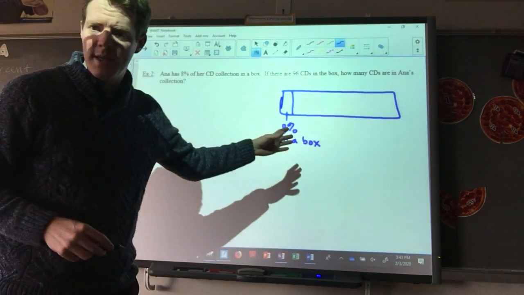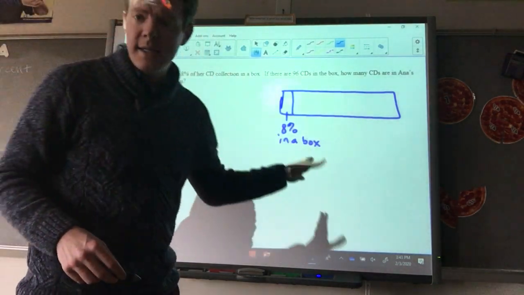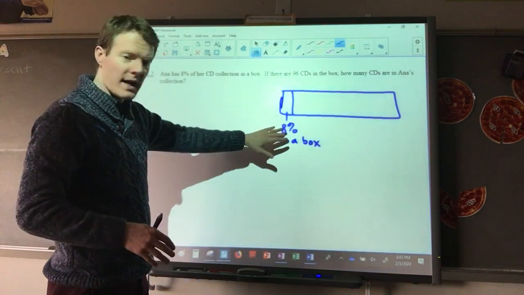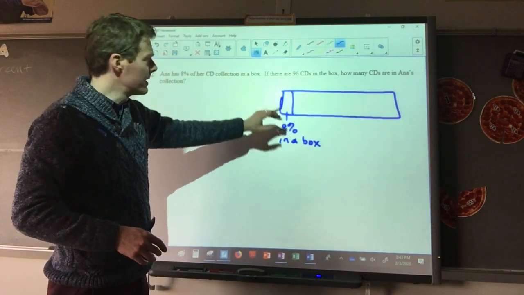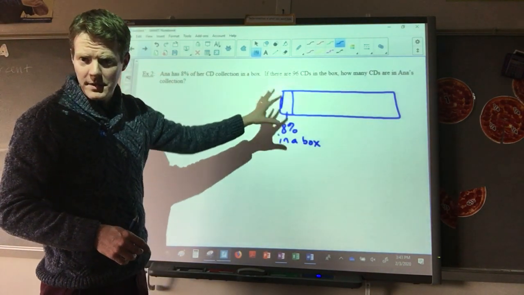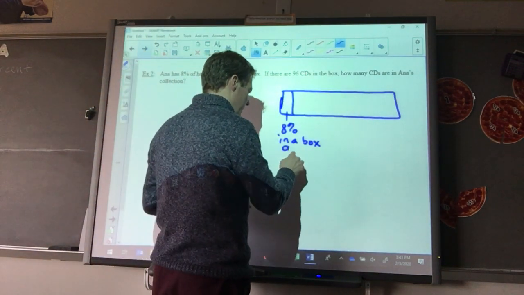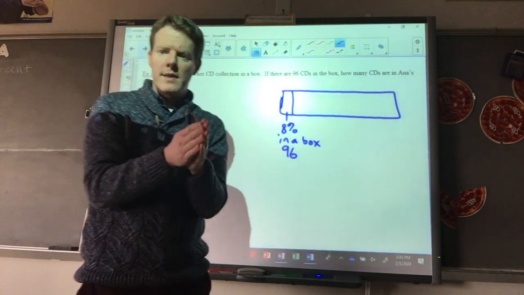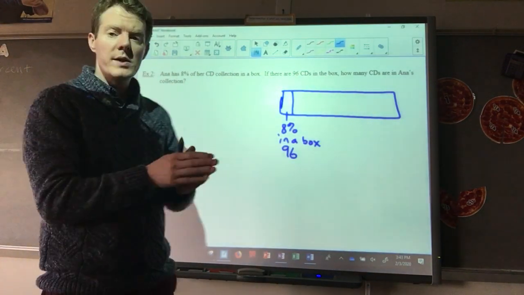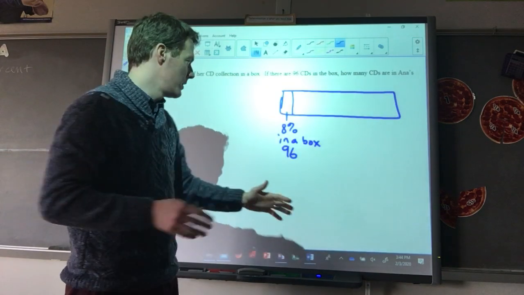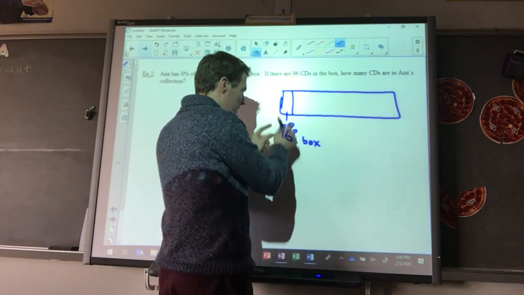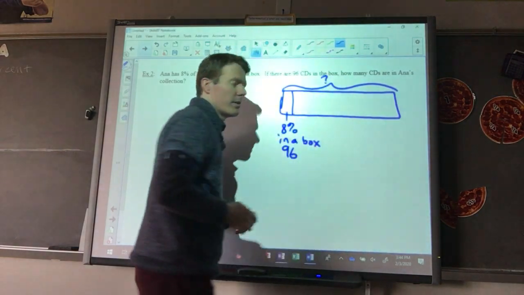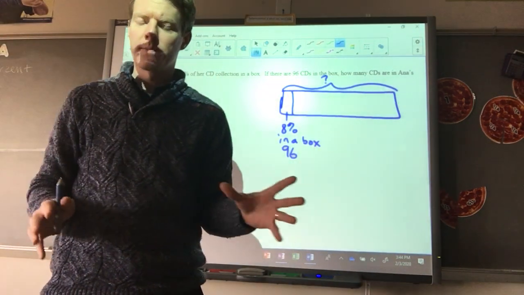And the next sentence says that there are 96 CDs in that box. So that means that this 8%, which is in the box, is the 96 CDs that are in the box. So that 96 goes in the same spot. Okay, that little part is 96. Then it's asking, what is her whole collection worth? So they actually are giving you the little box amount, and they want you to figure out what all of that is worth. What is her whole collection worth?